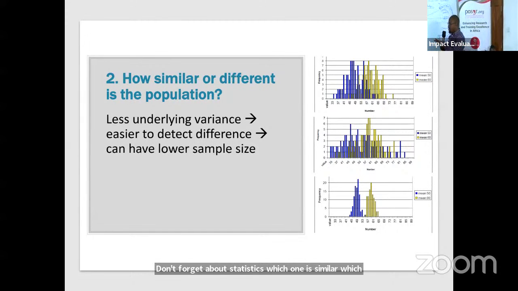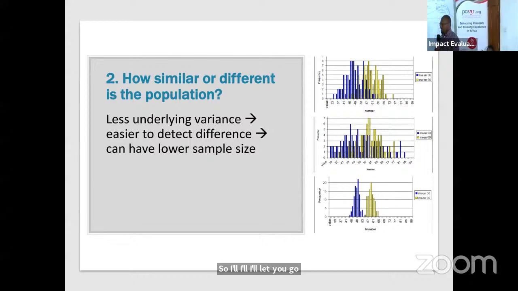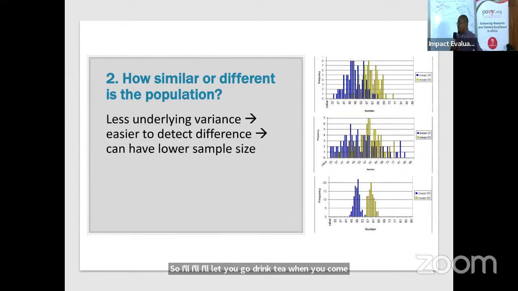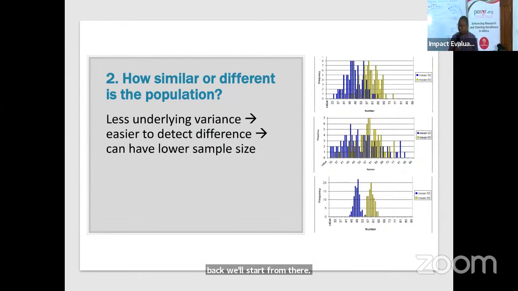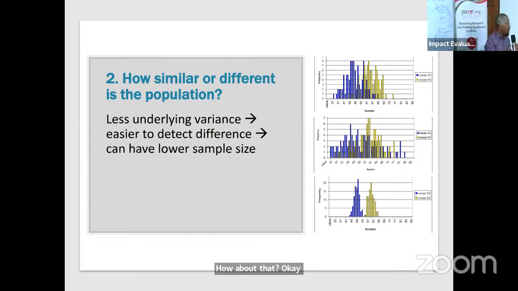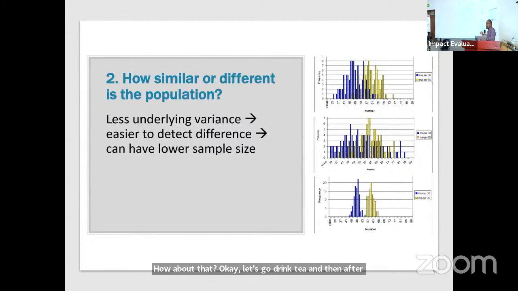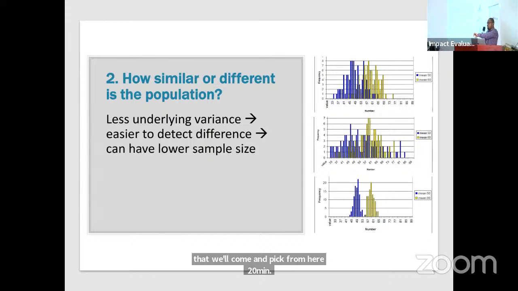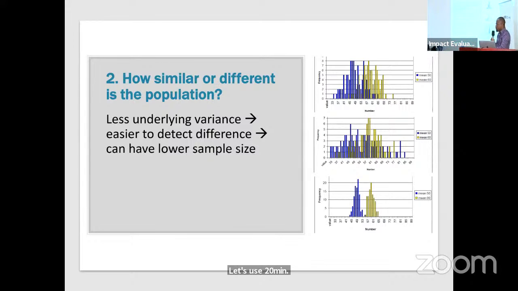So I'll let you go drink tea. When you come back, we'll start from there. How about that? Okay. Let's go drink tea. And then after that, we come and pick from here. 20 minutes. Let's use 20 minutes. Okay. So I should start exactly at 11:20. Thank you.